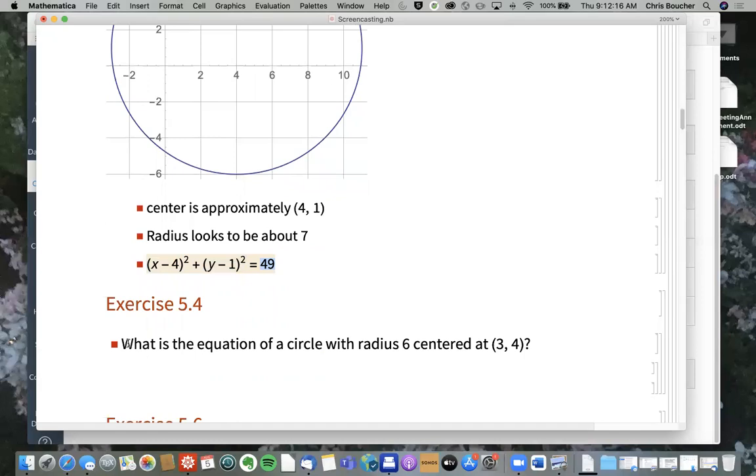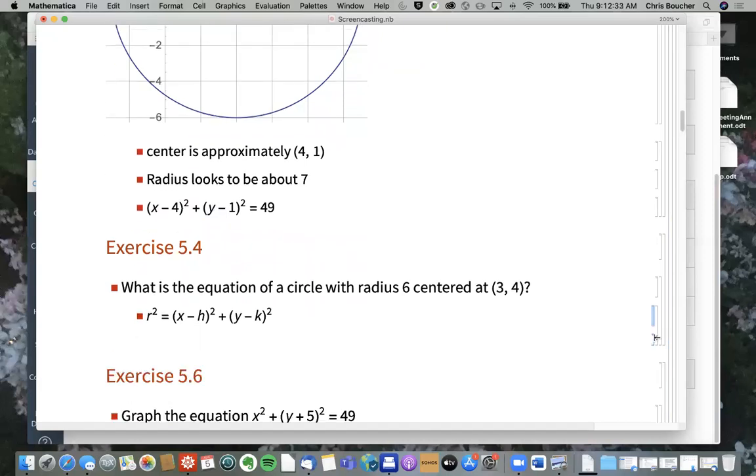We can also go from a description of the circle to either one, right? If we're given the radius and the center, this problem that I've highlighted now is actually a little easier than the one we just did where we had to estimate the center and radius. All I have to do here is load this into our standard form, which I've copied there. So r squared will be 36, right? Because r is 6, h is 3, k is 4, and away we go.